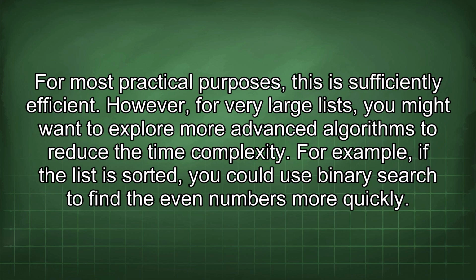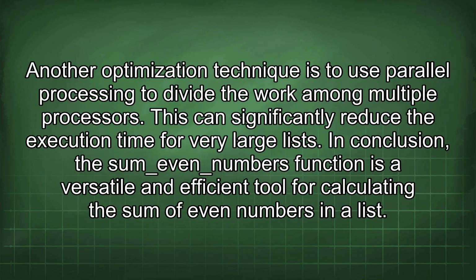For most practical purposes, this is sufficiently efficient. However, for very large lists, you might want to explore more advanced algorithms to reduce the time complexity. For example, if the list is sorted, you could use binary search to find the even numbers more quickly. Another optimization technique is to use parallel processing to divide the work among multiple processors. This can significantly reduce the execution time for very large lists.